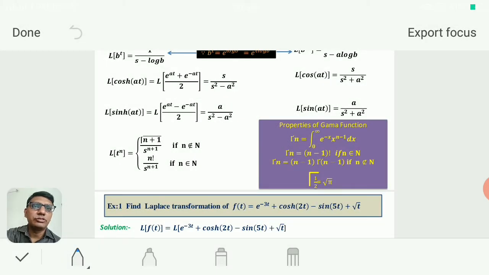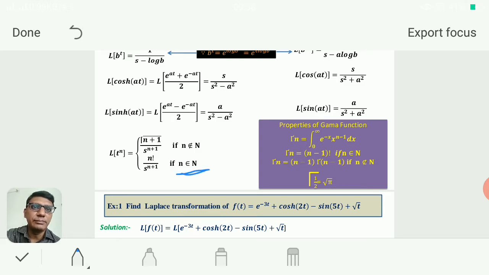Now Laplace of t raised to n is gamma of n plus 1 upon s raised to n plus 1. If n does not belong to the natural numbers, a fraction for example, then we can't remove the gamma function. But Laplace of t raised to n is equal to n factorial upon s raised to n plus 1 if n belongs to the natural numbers. Both formulas are actually the same, but we can write the factorial form when n is a positive integer.